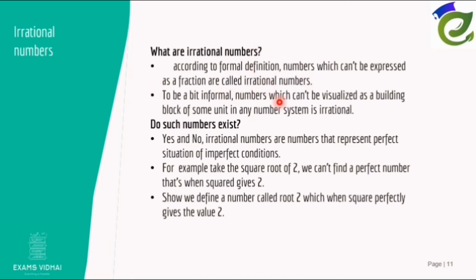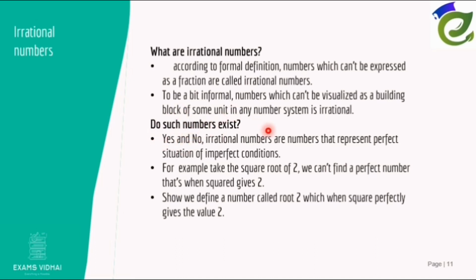To be a bit informal, let's say numbers which cannot be visualized as a building block of some unit in any number system. In any number system, you cannot imagine the thing as a building block, like we visualize pizza slices. So that is irrational. So do such numbers even exist? This question will definitely arise in you, that cannot be visualized. So the answer is yes and no.